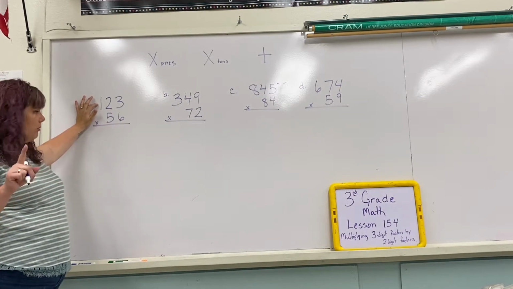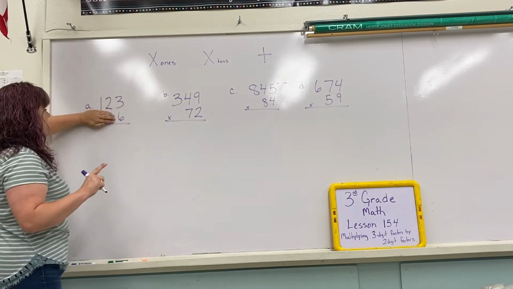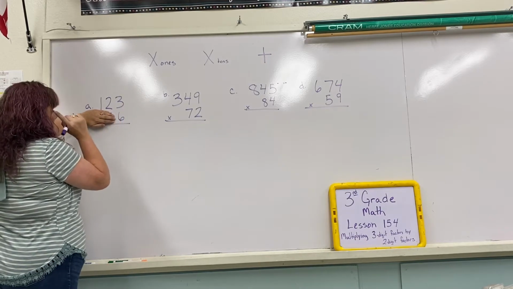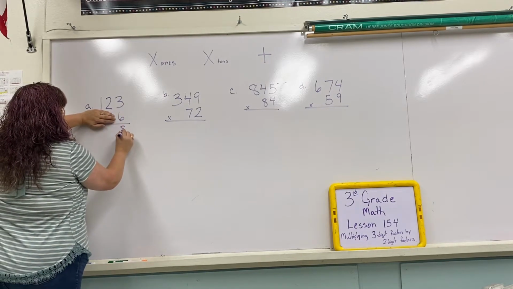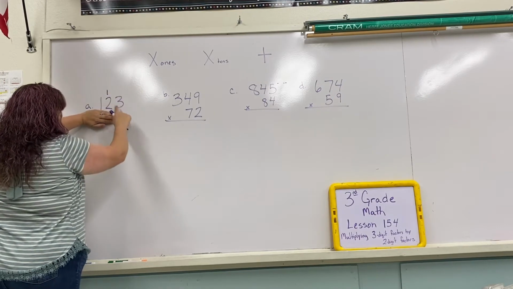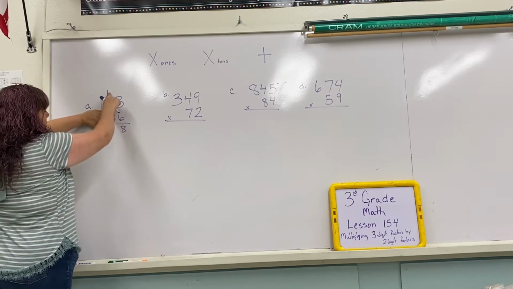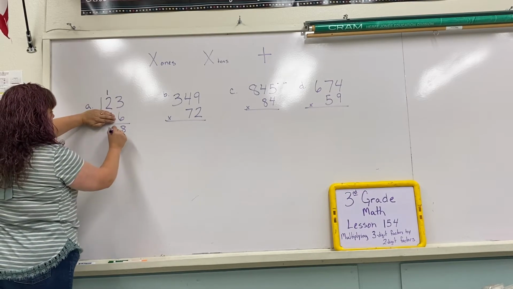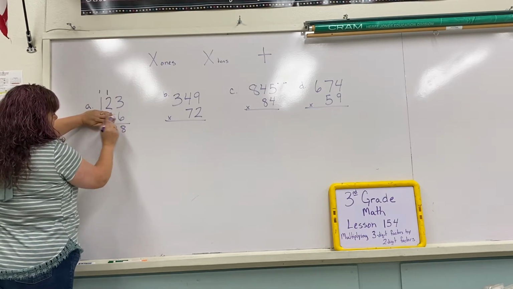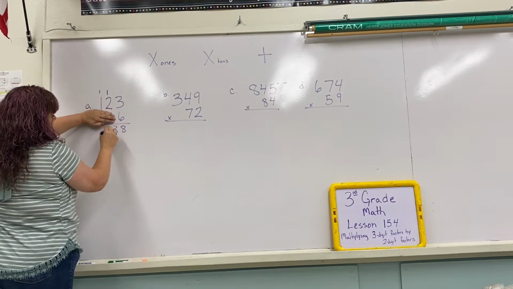So here we go. Follow with me. Remember, we're going to start multiplying by the ones. Our tens don't exist. 3 times 6 is 18. Carry our 1, okay? 2 times 6 is 12, plus 1 is 13. Carry our 1 again. 1 times 6 is 6, plus 1 is 7.